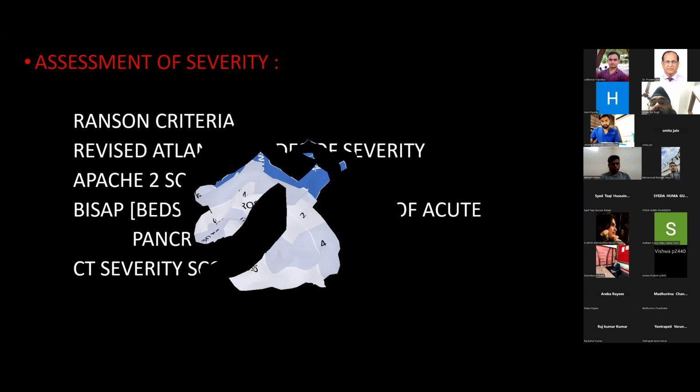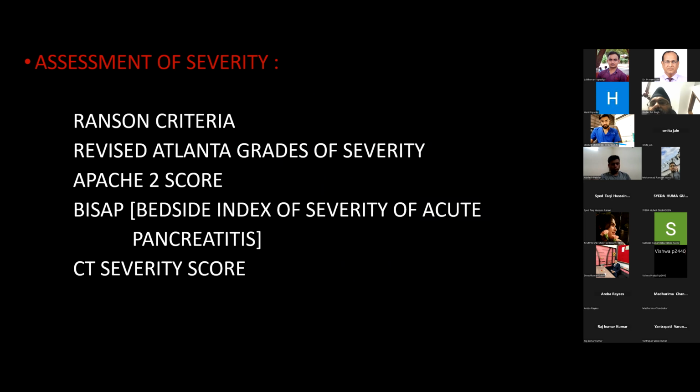So till now we discussed the symptoms, the differential diagnoses based on the symptoms, and how we differentiate acute pancreatitis from all the differential diagnoses based on the laboratory investigations and radiological imaging. Now we are going to discuss severity. How do you assess the severity of pancreatitis?